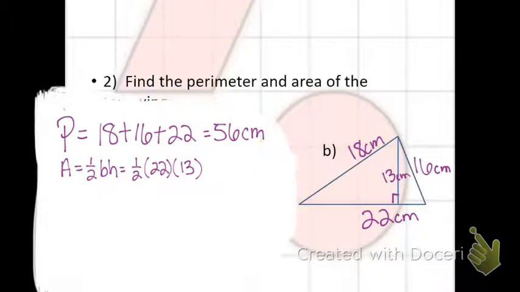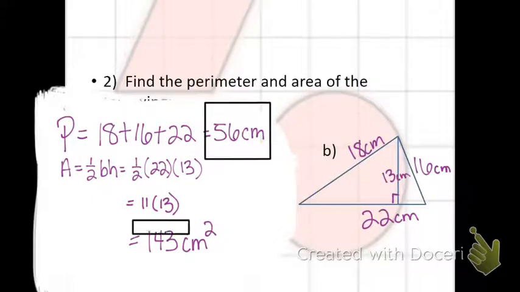All right, so 1/2 of 22 is 11 multiplied by 13, and that would give me 143. My units should be centimeters squared. So again, I've got my perimeter and my area. That's what they asked for. Pause it here if you need more time. I'm going to move on.